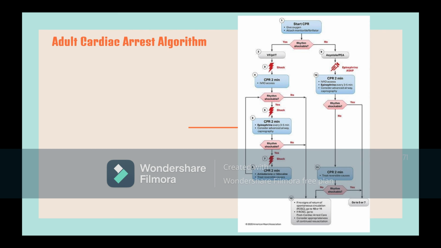Repeat cycle one more time if it still presents shockable rhythm. If not, look for signs of return of spontaneous circulation. If no signs of return of spontaneous circulation, then you go back to steps 10 or 11. But if there is a return of spontaneous circulation, then proceed to post-cardiac arrest care and consider appropriateness of continued resuscitation.